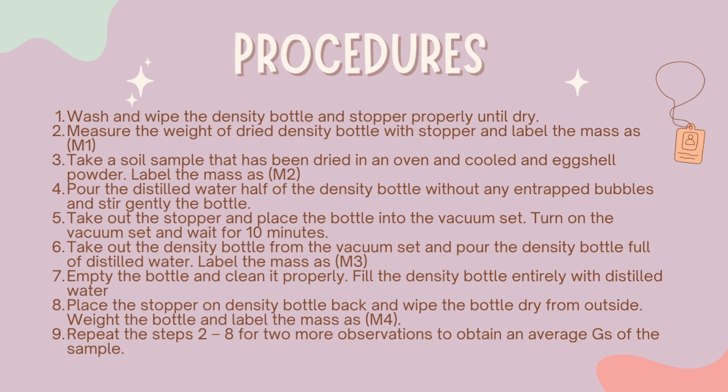Take out the density bottle from the vacuum set and fill the density bottle full of distilled water and label as M3. Wash and empty the density bottle and clean it properly. Fill the density bottle with full distilled water. Place the stopper back on the density bottle, wipe the bottle dry from the outside and weigh the mass as M4. Repeat steps 2 until 8 for 2 more observations to get an average specific gravity of the sample.